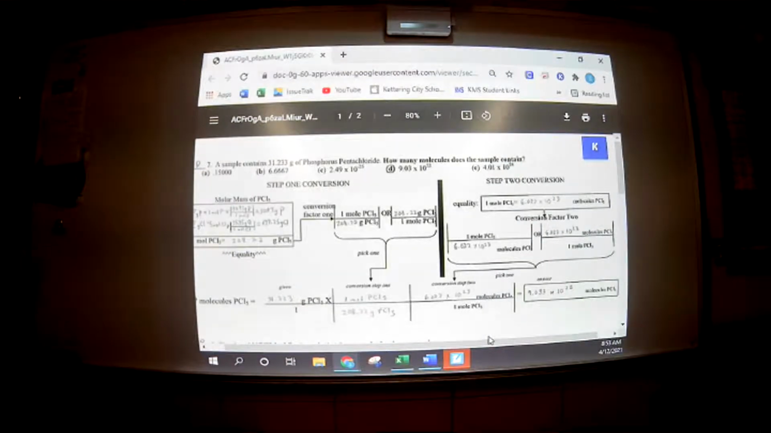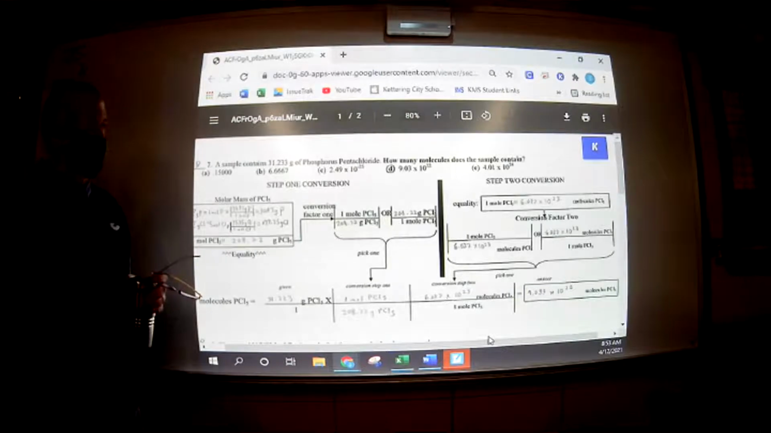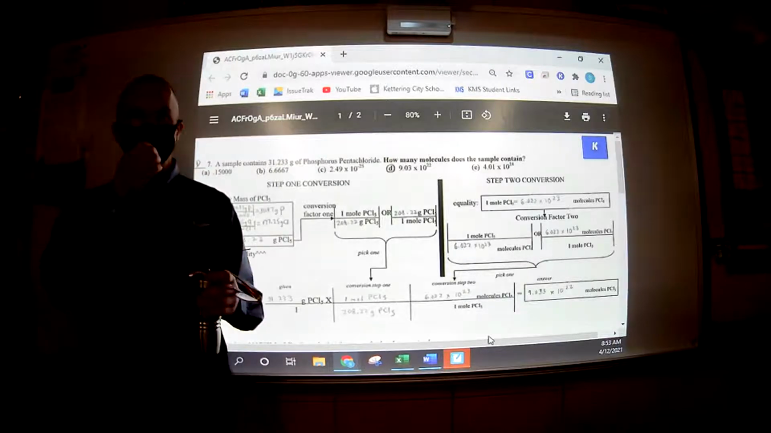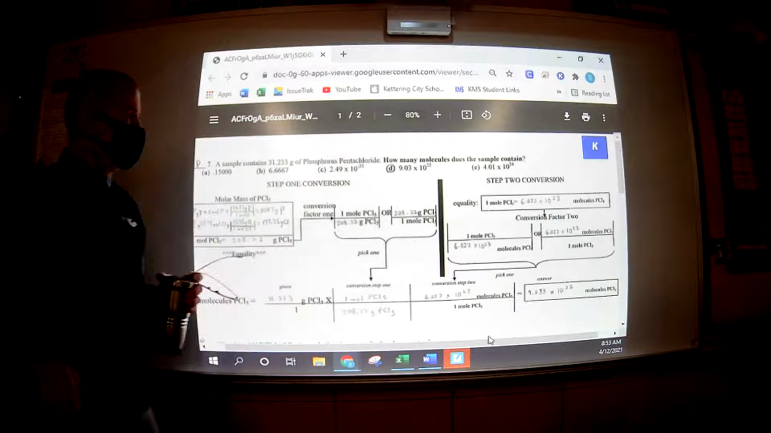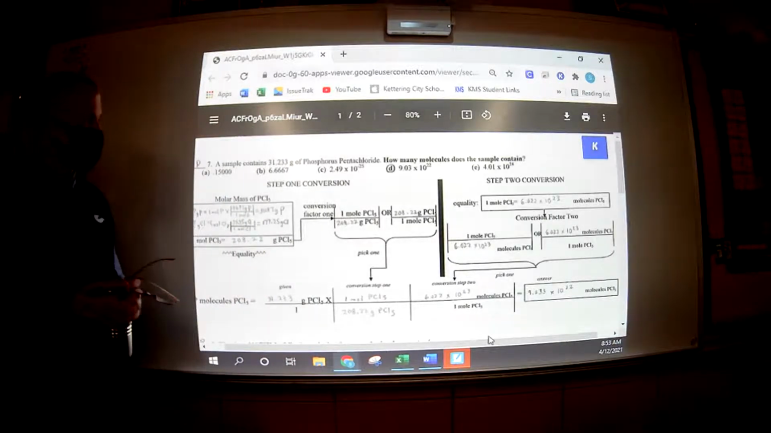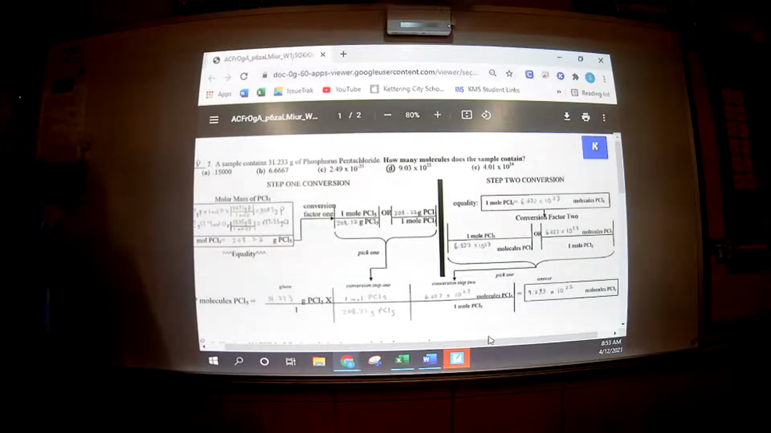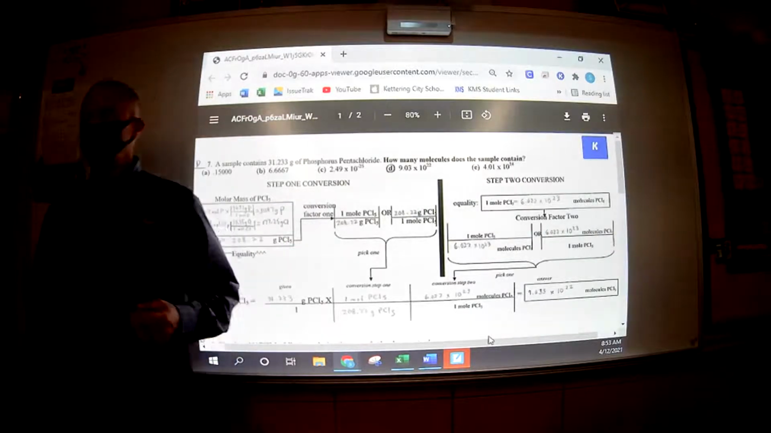Was your first problem 31.233 grams of phosphorus pentachloride? Was that your first problem on 7-12? Do I have the right number? I hope so. What kind of questions do we have on this? This one we tried to speed it up a little bit, give you the units, but what questions do we have?